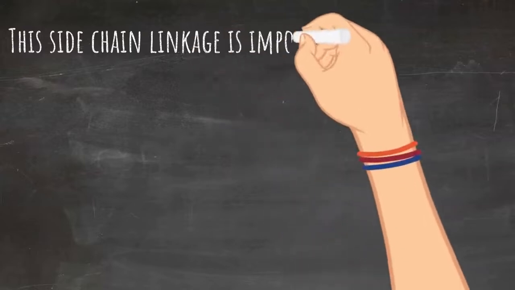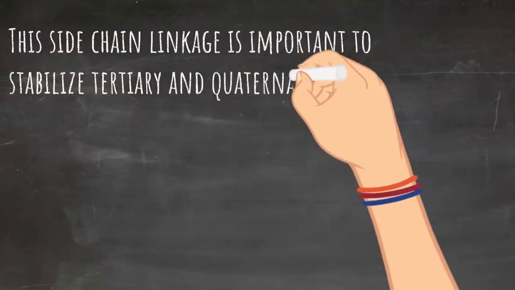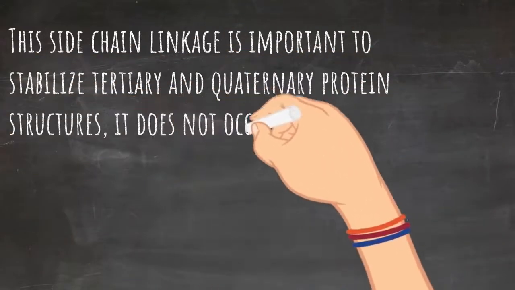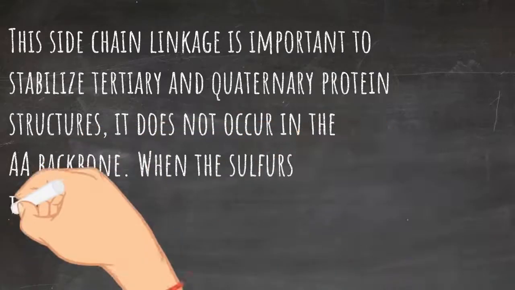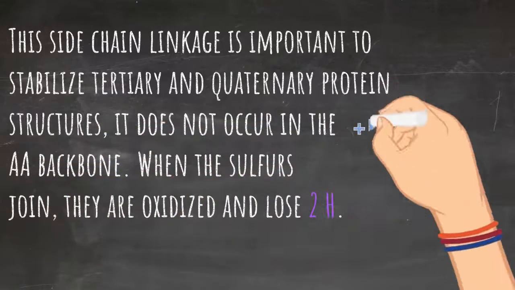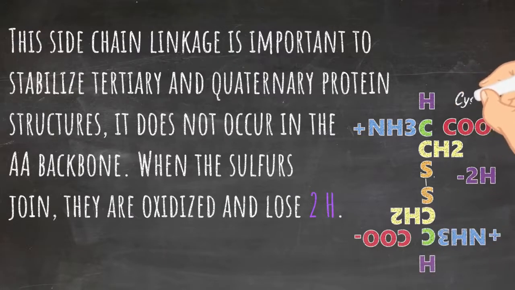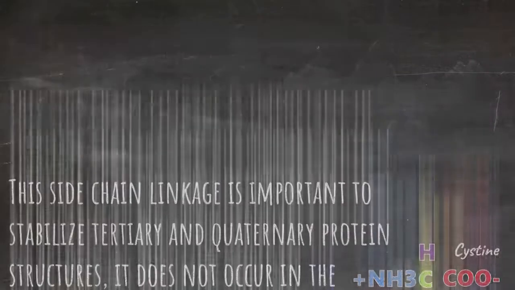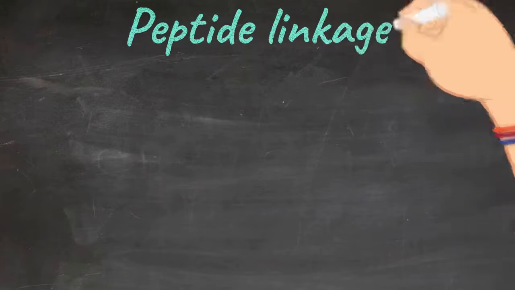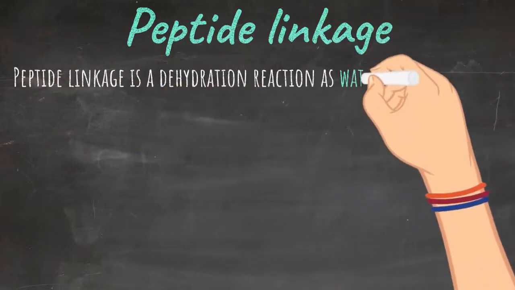It's important to note that this sulfur bond occurs in the side chains rather than the amino acid backbone, which consists of the alpha carbon, carboxylic acid, an amino group, and a hydrogen. When these two sulfurs join, they are oxidized and lose two hydrogen atoms in the process. Sulfur bridges are very important for helping stabilize tertiary and quaternary protein structures, which are going to be talked about in later videos. The next important amino acid reaction is the peptide linkage.